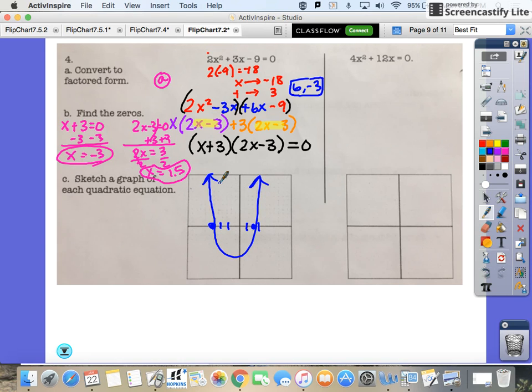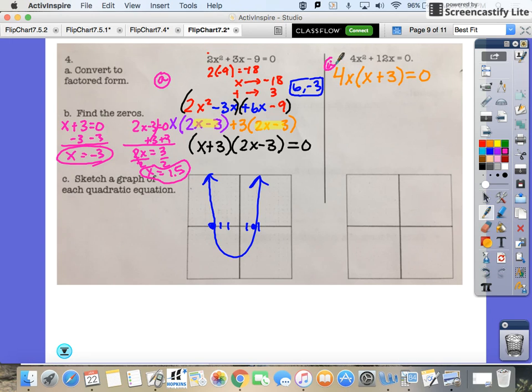All right, next one is a little bit easier. On the next one, when we look at 4x squared plus 12x, in terms of variables, we can pull out an x from both, and in terms of numbers, we can pull out a 4. So we're left with 4x out front, and then inside we have x plus 3. Both of those pieces equal 0.